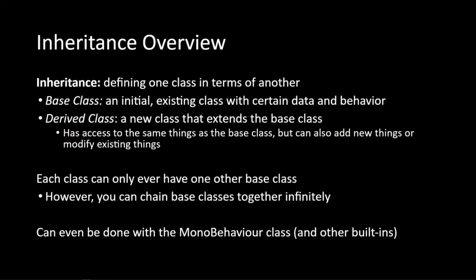All right. Now in C#, unlike some other languages where you can do multiple inheritance, each class can only ever have one base class. So it starts off as one class and it inherits the properties of that base, and then it has a new class. So each one can only have one base class. However, you can chain base classes together infinitely, right?